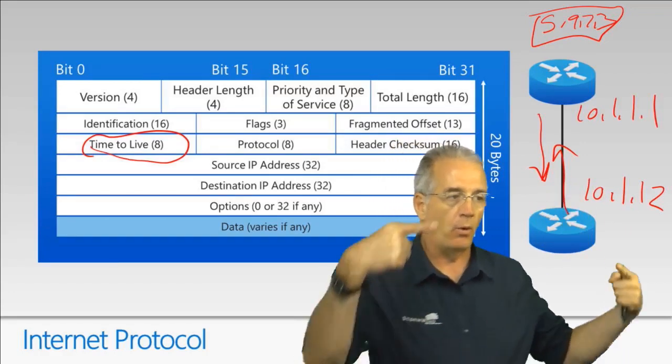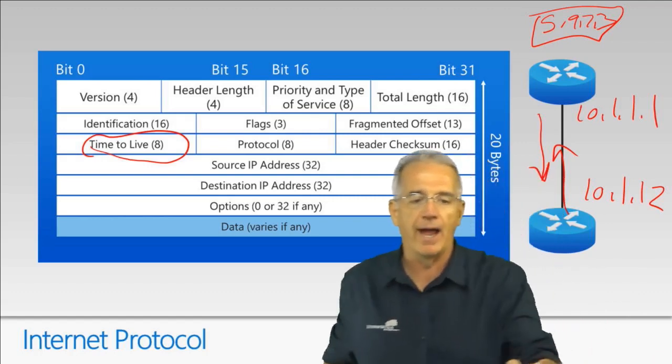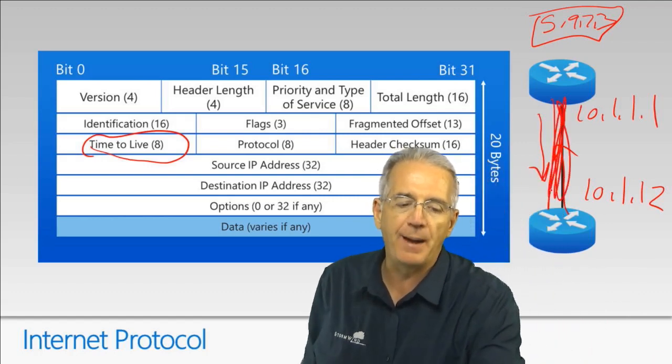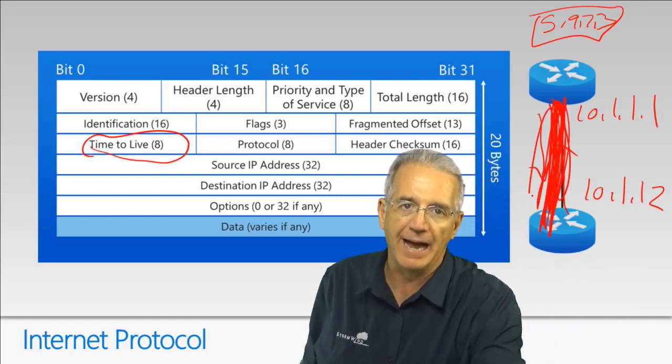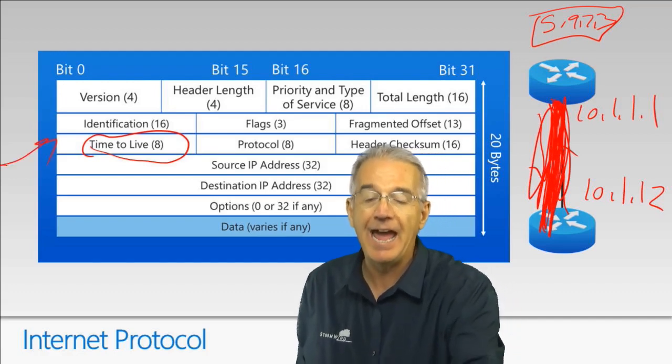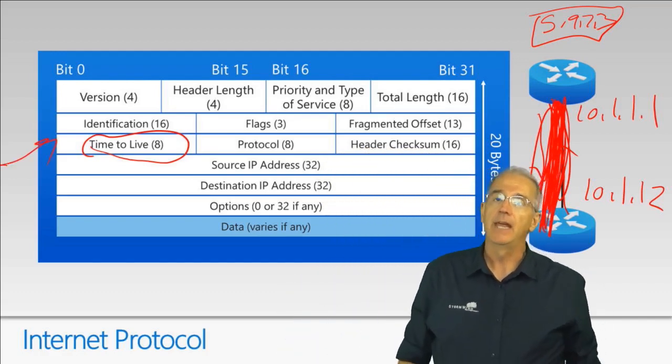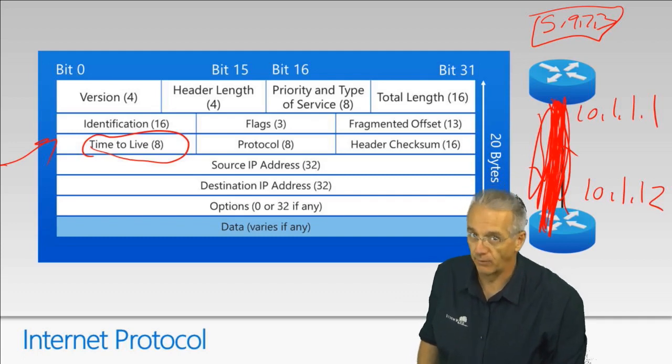And because these are pointing to each other as their own default gateway, this packet will just bounce back and forth and back and forth and back and forth. And if we did not have a time to live, it would do this forever.